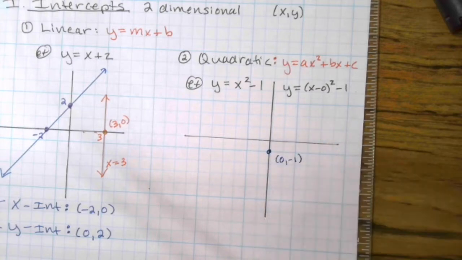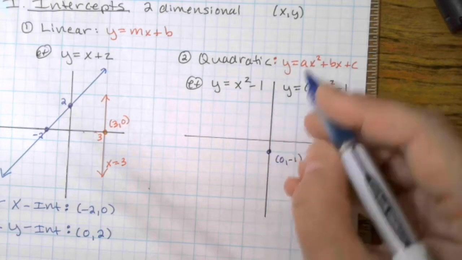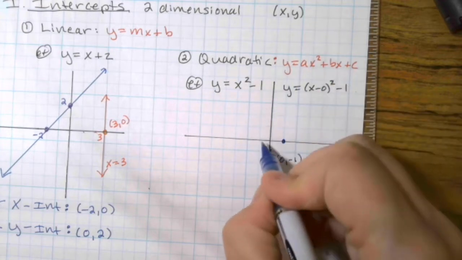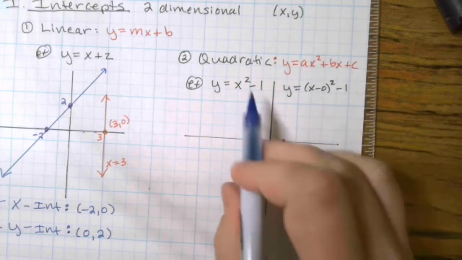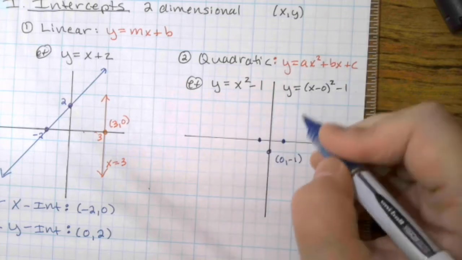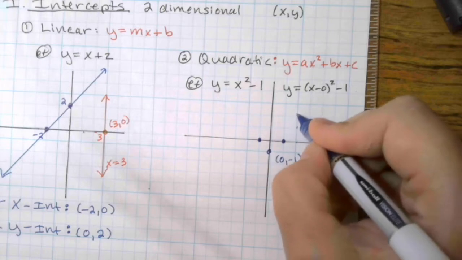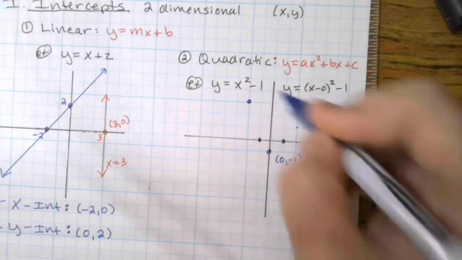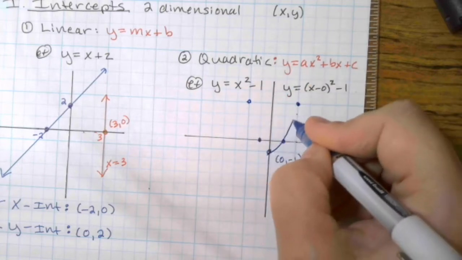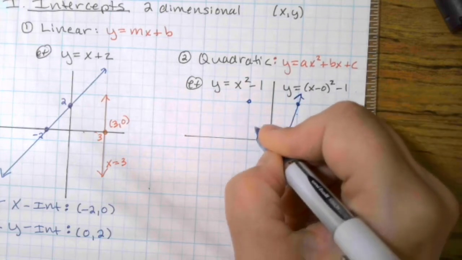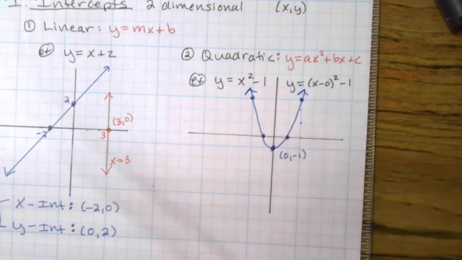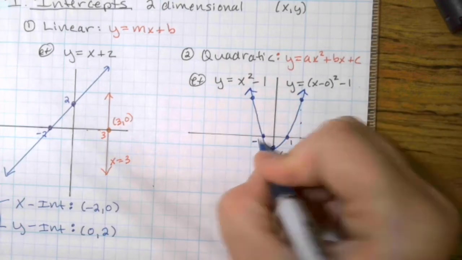And from there you'd plot points. If x is 1, 1 minus 1 is 0. If x is negative 1, that would still be 1 minus 1 is 0. If x is 2, 2 squared is 4, minus 1 is 3, and negative 2 would give you the same thing. We'll be reviewing quadratics more as we go along, so don't worry if that's a little bit rusty. So this is 1, this is negative 1.